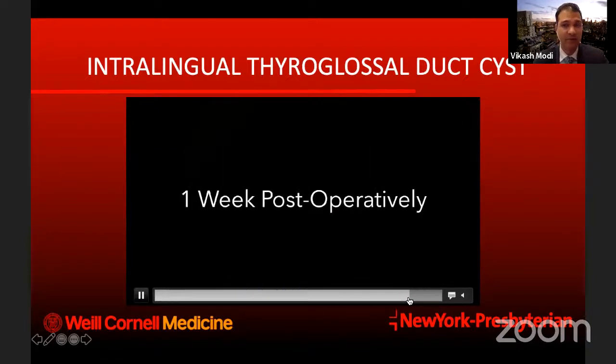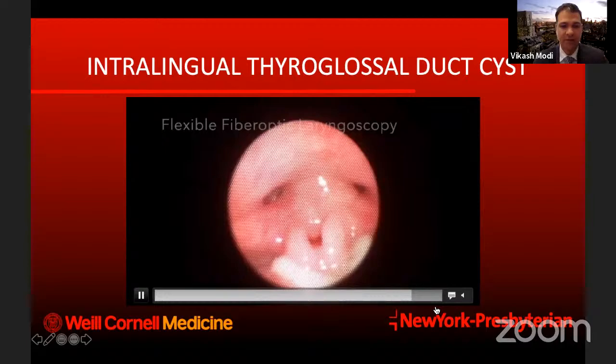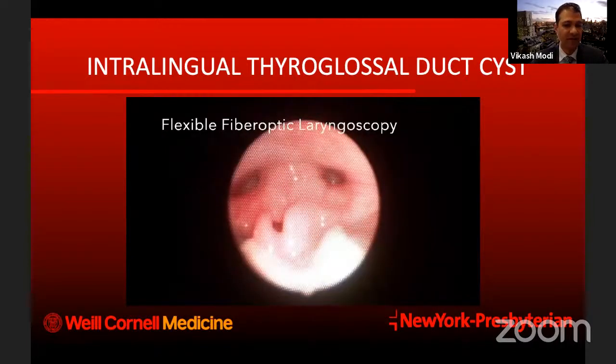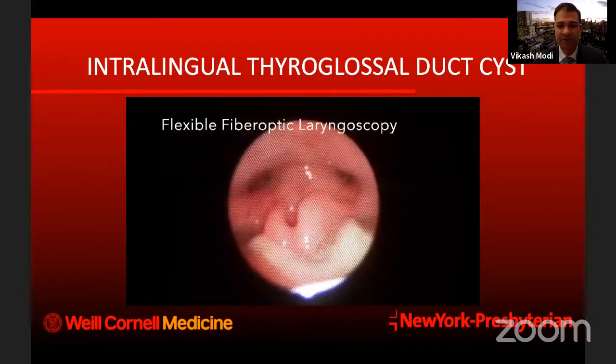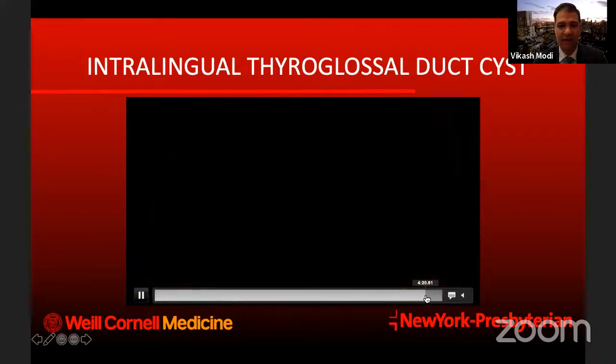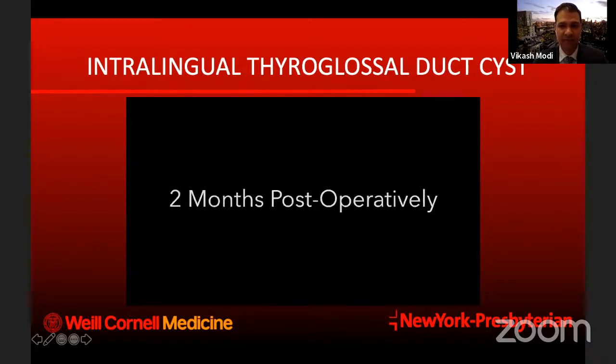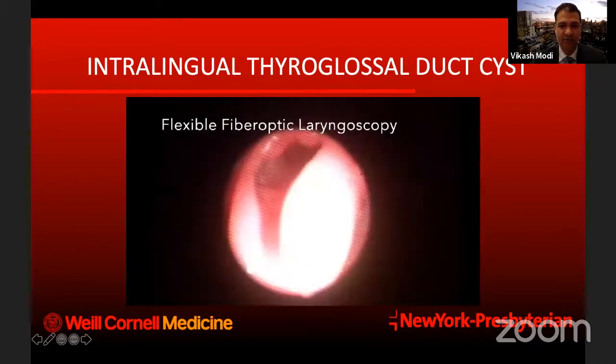One week post-operatively in the office, you'll notice a fibrinous exudate that sits in the base of tongue. The epiglottis is no longer being pushed posteriorly. And then when you look at them 2 months postoperatively, that entire area is healed usually pretty well.